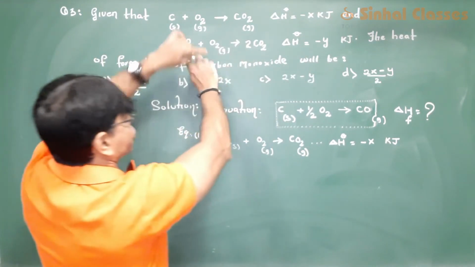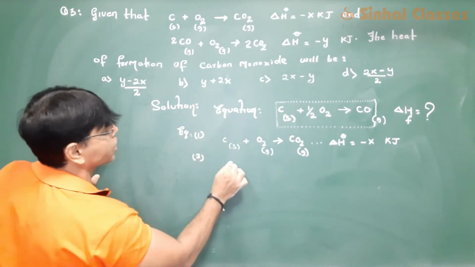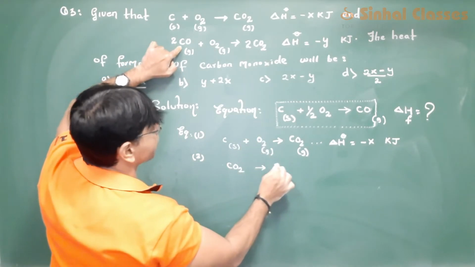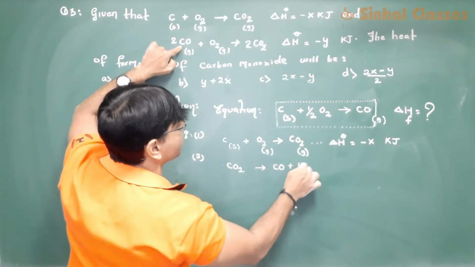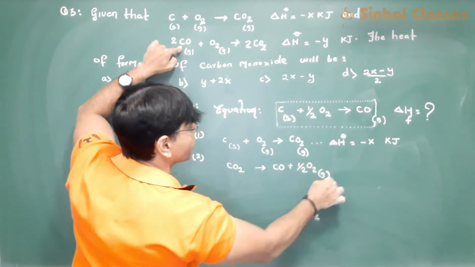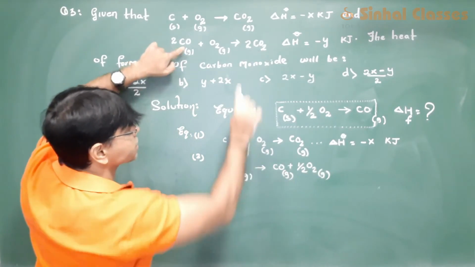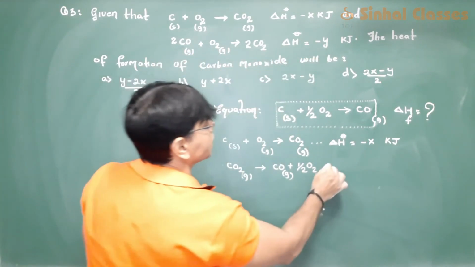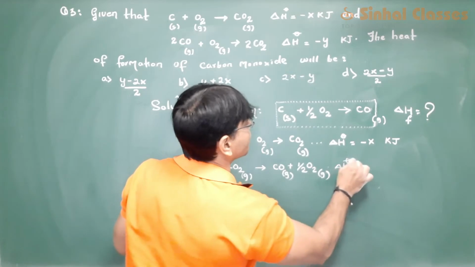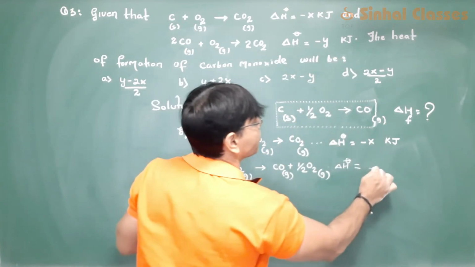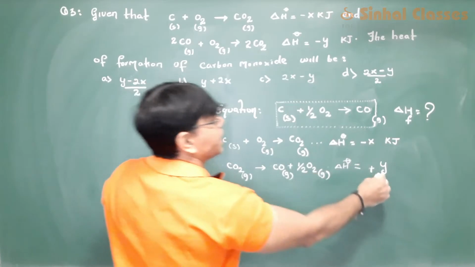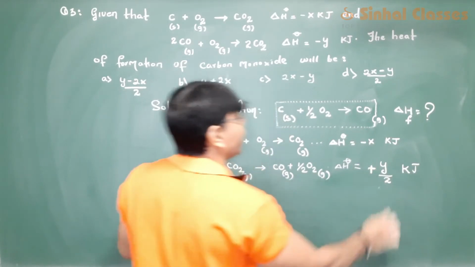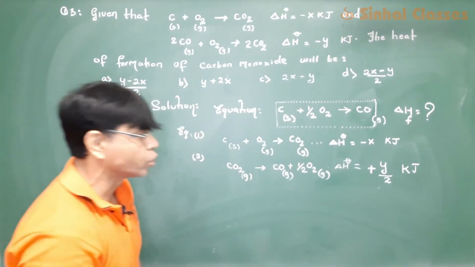When I reverse the reaction and divide it by 2, this will become CO2, this will become CO, and this will become half O2. You reverse the second equation and divide throughout by 2. Now when you reverse it, this value minus y will become plus y, and secondly you divide it by 2. So now it will become plus y upon 2 kilojoules.